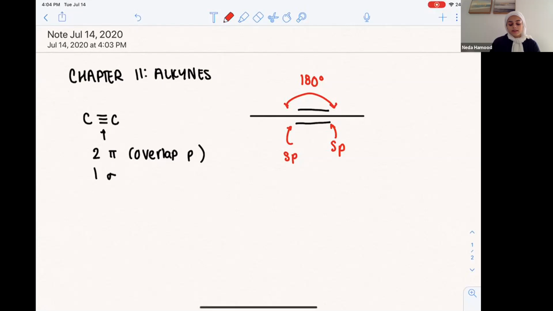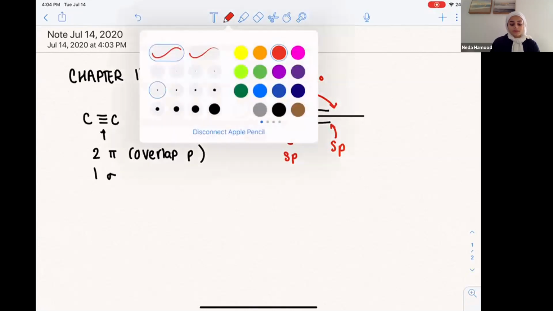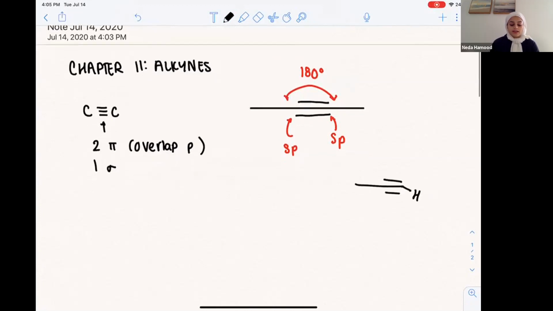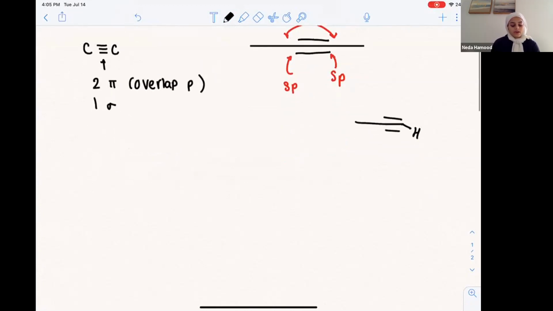There's terminal alkynes and there's internal. So the one I drew over here is internal. If it were at the end, something like this would be a terminal alkyne. And then there would be 1 hydrogen on it, and we'll see what the pKa is for that in a little bit. So the nomenclature for this, you kind of just change the ane ending to yne.